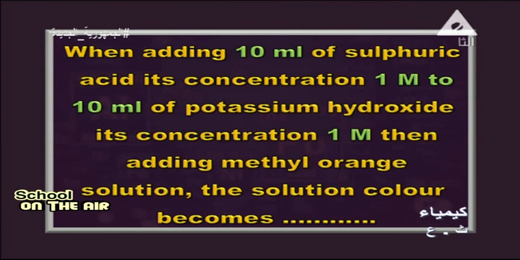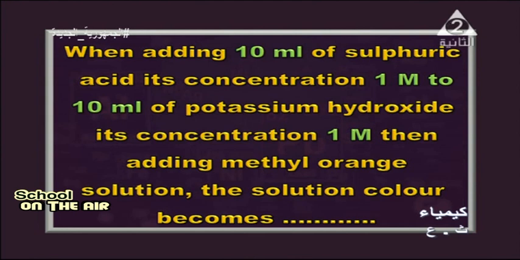Next one, when adding 10 milliliter of sulfuric acid, its concentration is 1 molar, to 10 milliliter of potassium hydroxide, its concentration is 1 molar, then adding methyl orange solution, the solution color becomes what? If you look at this question here, my dear students, we have equal number of moles, by multiplying concentration and volume, for sulfuric acid and potassium hydroxide.